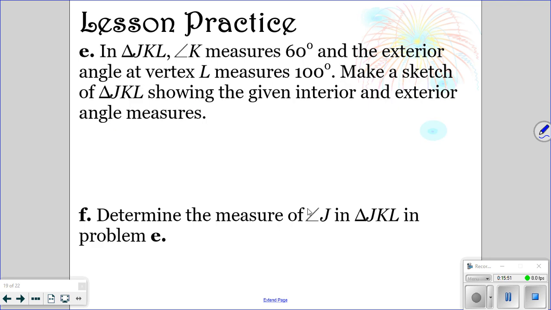Okay, let's see if y'all can try these two. Again, pause the video, and then I'll go over it after y'all have unpaused it. In our triangle, we want to make a sketch. So they tell us we have triangle JKL, and we have an exterior angle. So K measures 60 degrees, and the exterior angle at L measures 100. That's all the information they give us, so that's all we fill in. Don't plug in any other numbers. All they asked for was to sketch the given information.